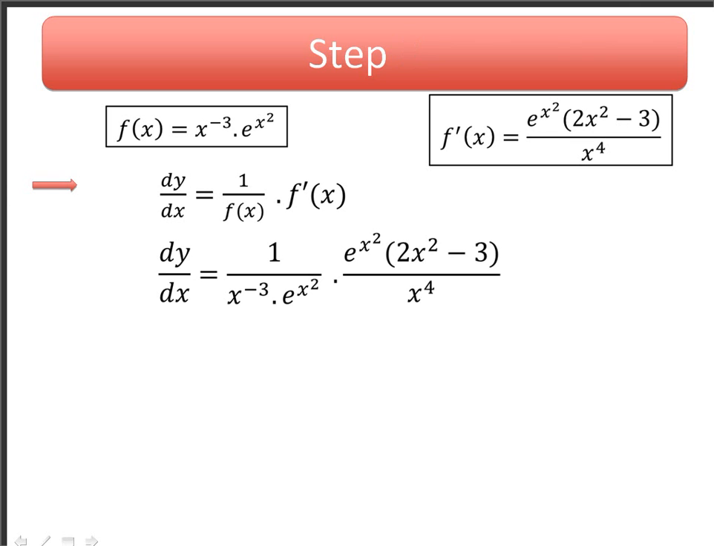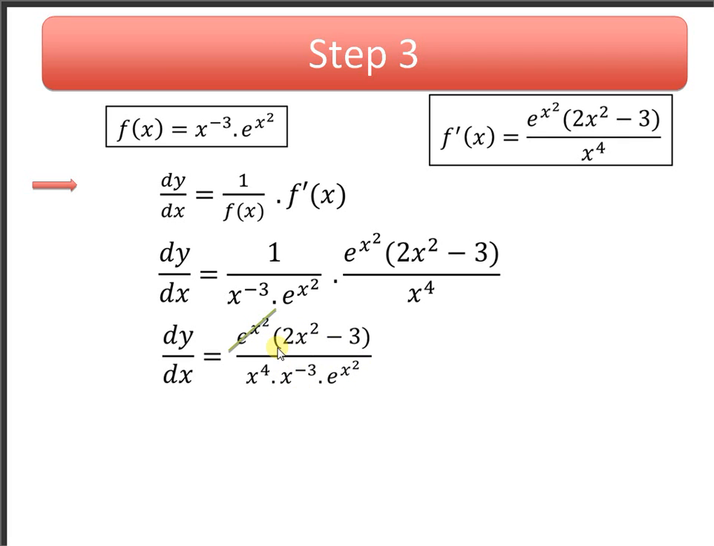When we do this, we are left with 1 over x to the power of minus 3 by e to the power of x squared multiplied by e to the power of x squared times 2x squared minus 3 all over x to the power of 4. Technically speaking, this is our answer. This is a valid answer. But we're going to try and simplify this. To do this, we multiply both our fractions by each other so that we are left with only one fraction, which is much easier to work with.